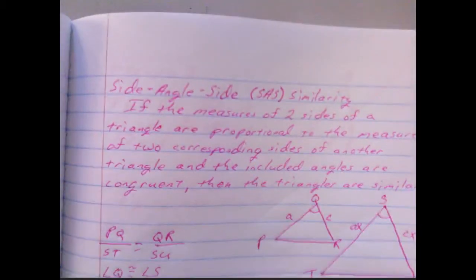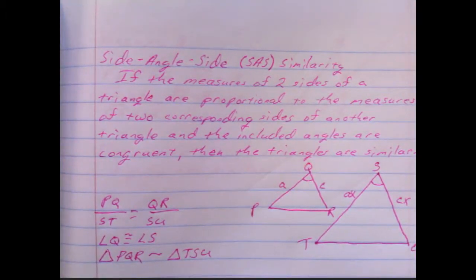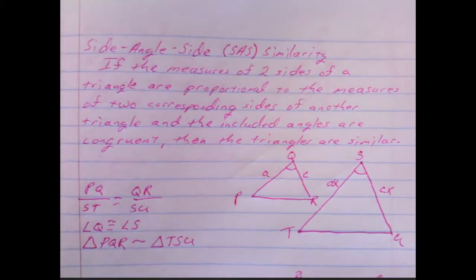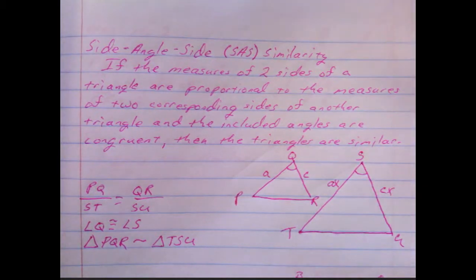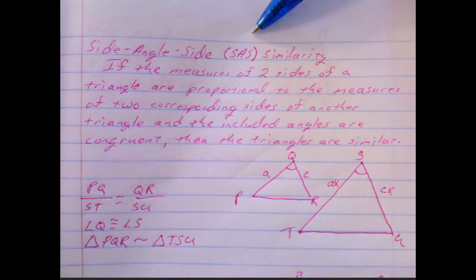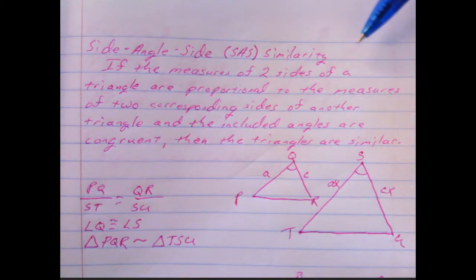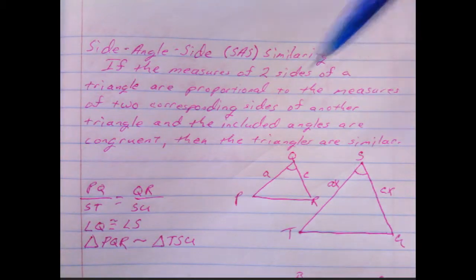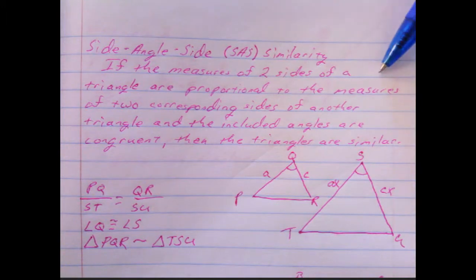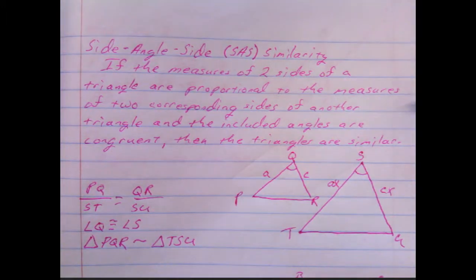Okay? Alright, so let's go on to the last one. The last one here is our side angle side. Side angle side similarity is notated with SAS. And yes, again, we did have a congruency one that was also side angle side, but this is dealing with proportions and not congruent sides. For this one, if the measures of two sides of a triangle are proportional to the measures of two corresponding sides of another triangle, and the included angles are congruent, then the triangles are similar.